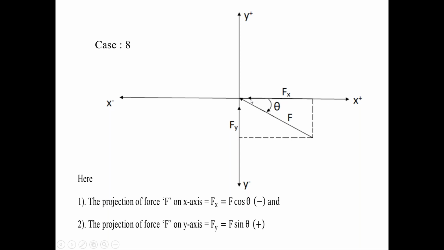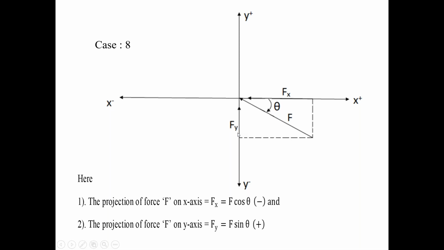In this condition, on x-axis, your pen nib is in this direction. Indicate that pen nib on the x-axis. Look at this direction. This direction is towards the negative x-axis. So here the projection Fx is the negative projection, not the positive projection, because the direction of projection Fx is towards the negative x-axis.